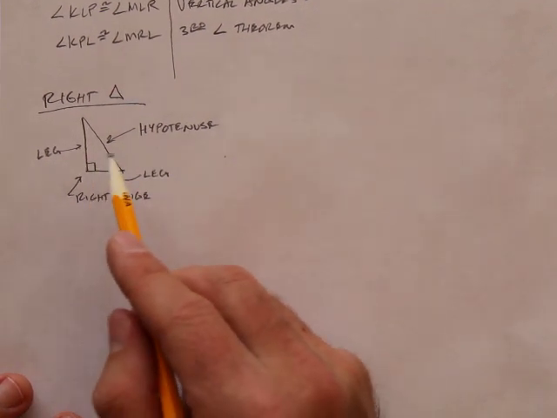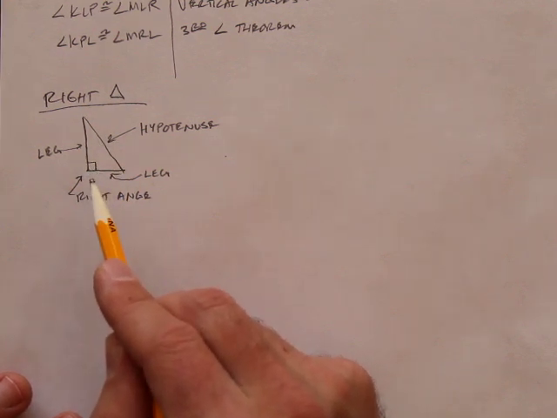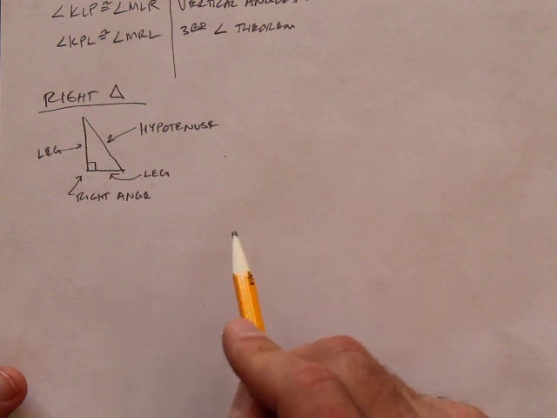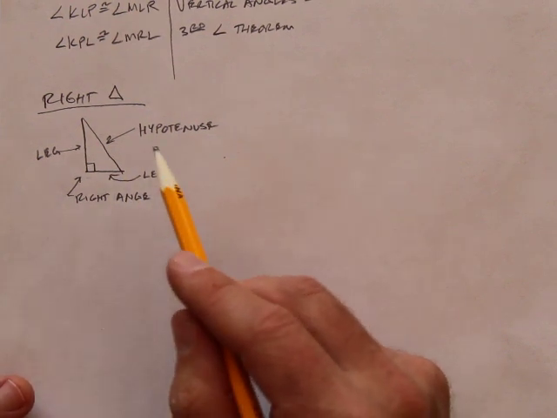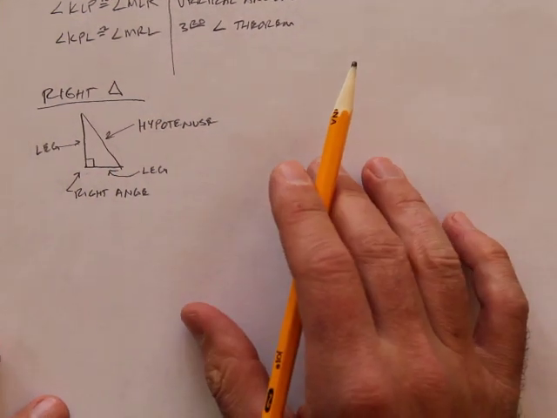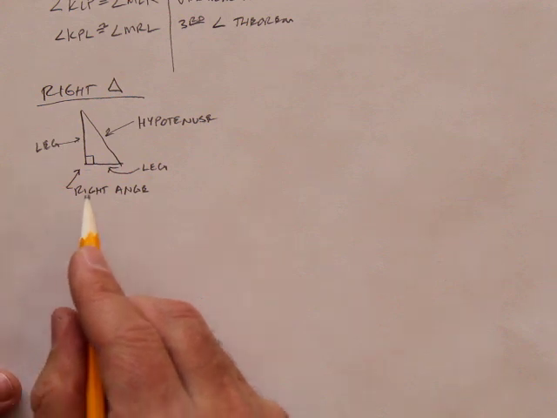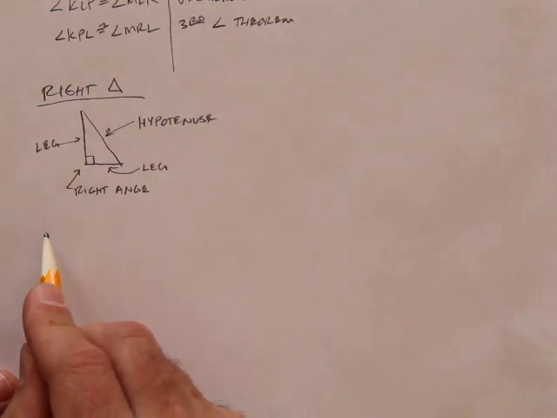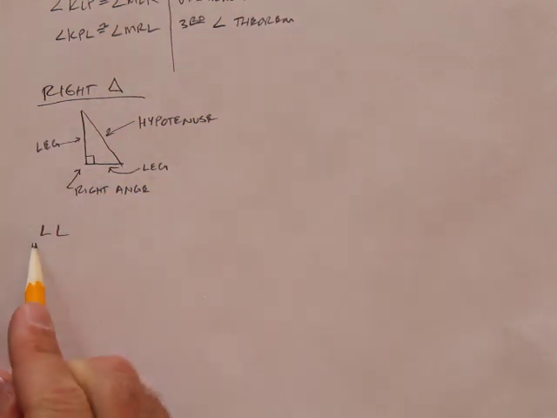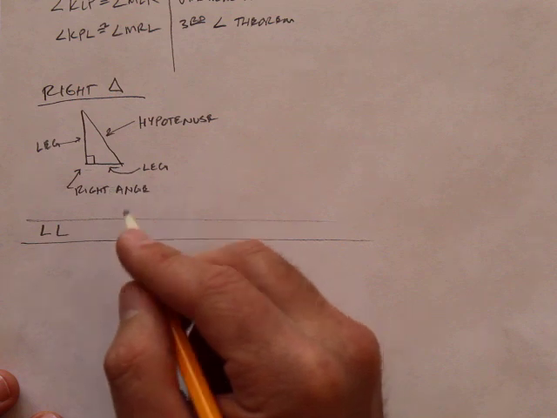And so for the right triangle special cases, we have a few theorems that go along with right triangles that make special instances where we can prove them congruent to one another. So if we know that it's a right triangle, then we can prove that the triangles are congruent by leg. And so here's what that looks like.